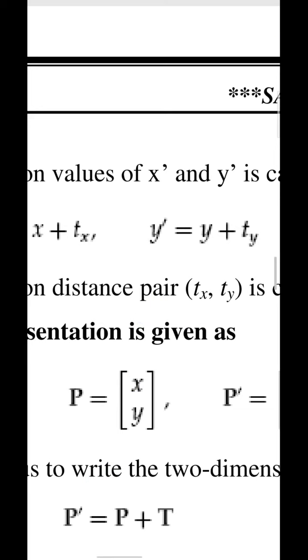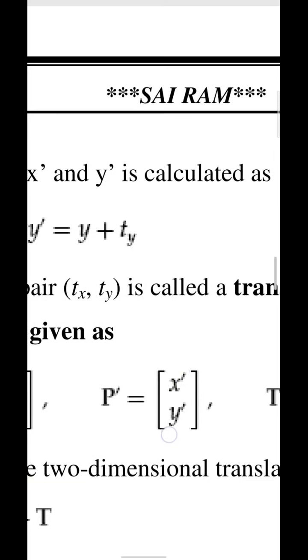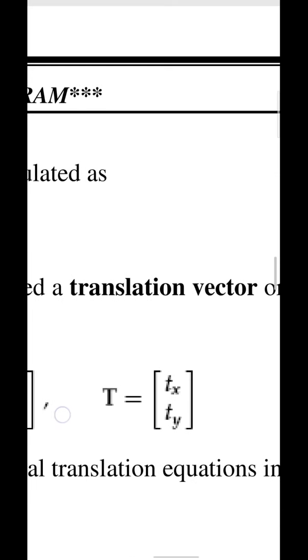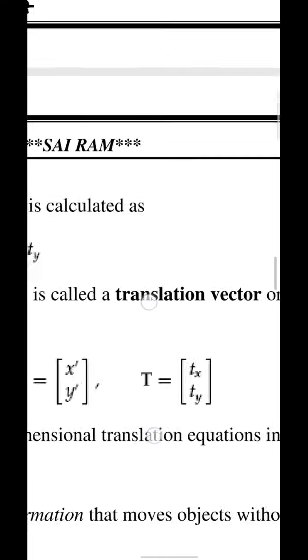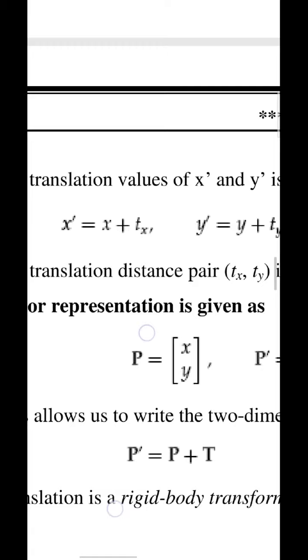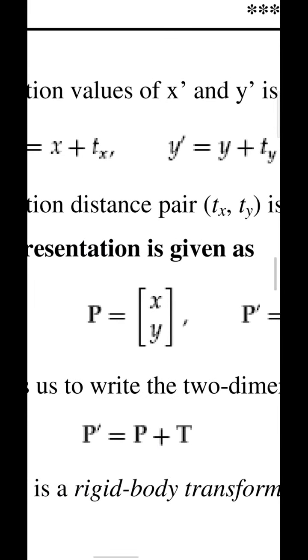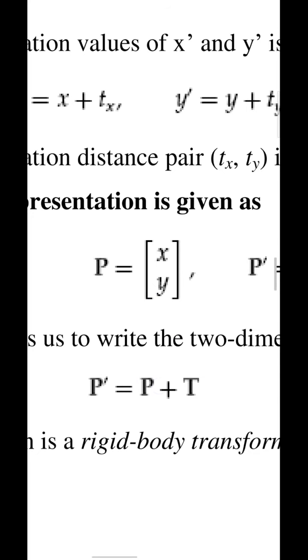Observe this. Hope it is visible. P equals x and y, and p dash will be x dash as well as y dash. What is t then? T is the displacement value, isn't it? Which stores the displacement value tx followed by ty. So we can write the formula for p dash. How is p dash obtained? It is the original value plus the translation vector value. The original value is p, plus the translation vector value t, isn't it? So p dash equals p plus t. Go through this equation which I am pointing, isn't it?